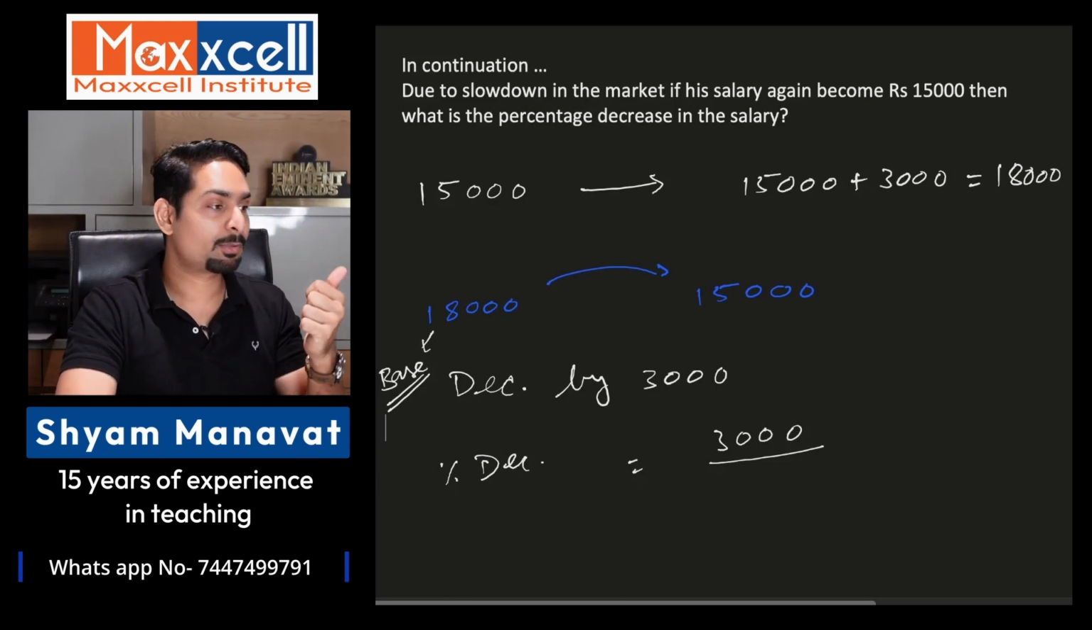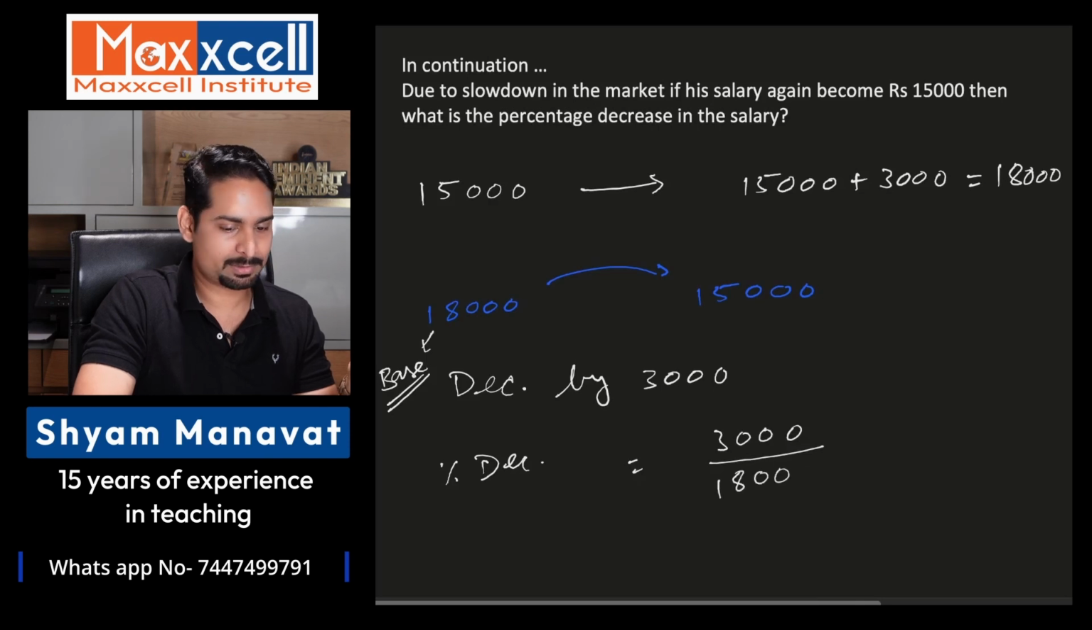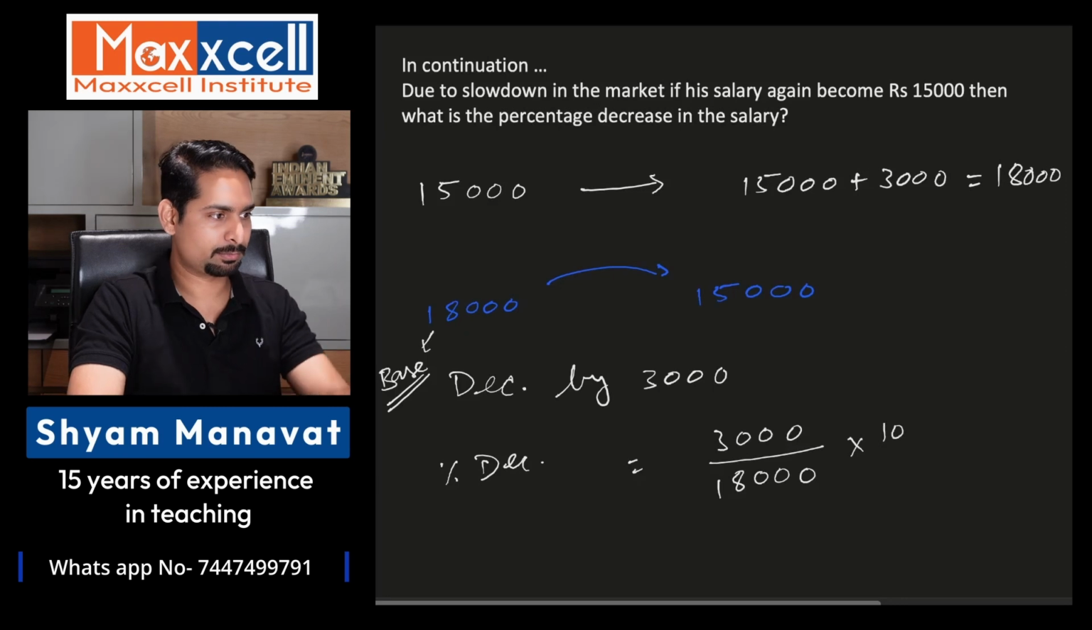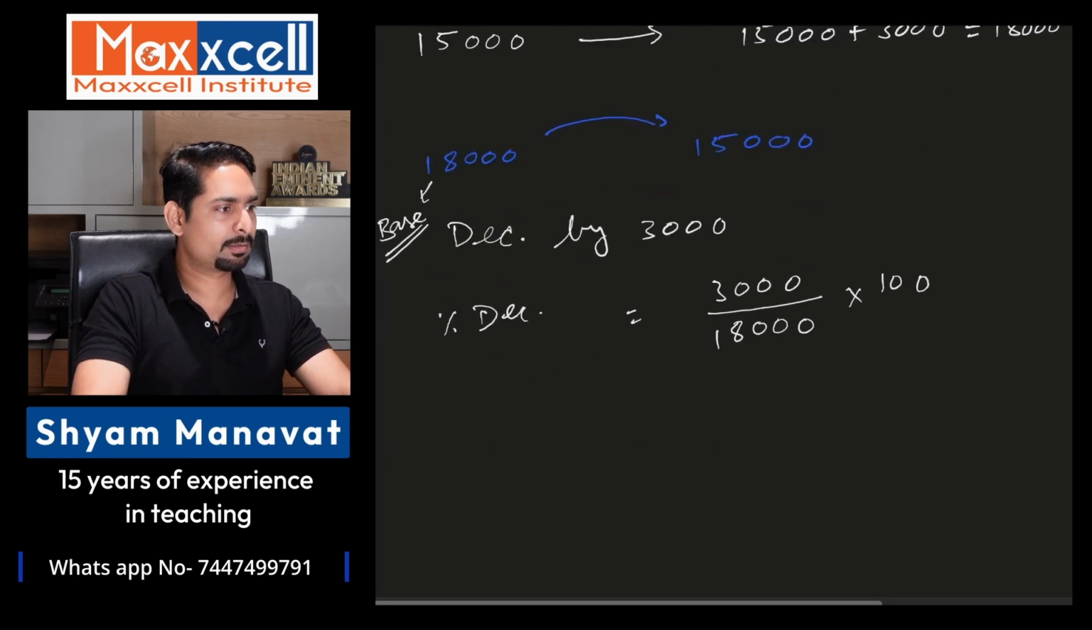So, I have discussed about base value also there. So, base is what? 18,000. So, from 18,000, it decreases by what? 3,000. So, if you calculate the percentage now, okay, simplify.